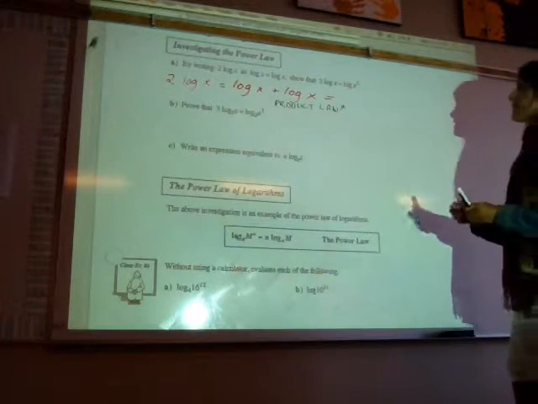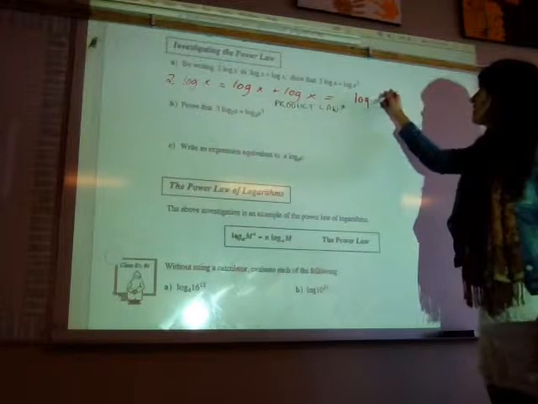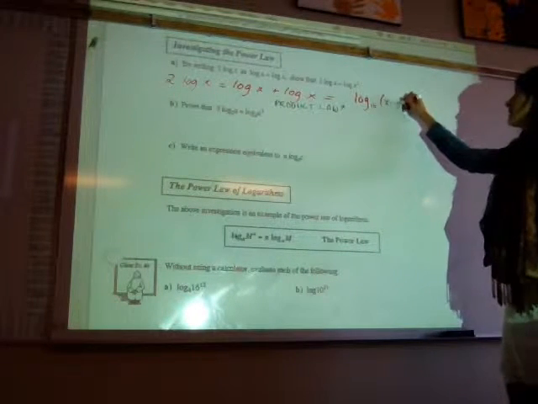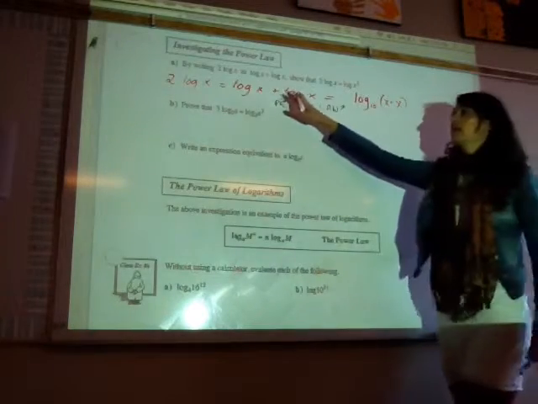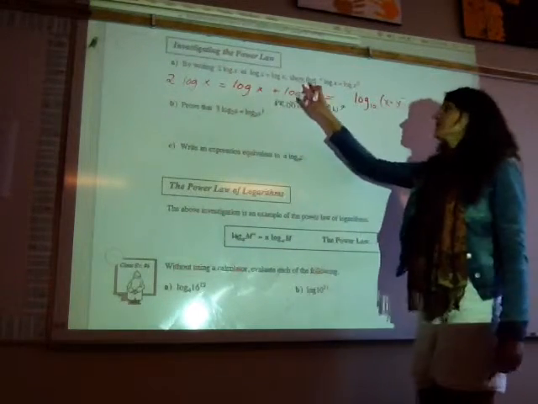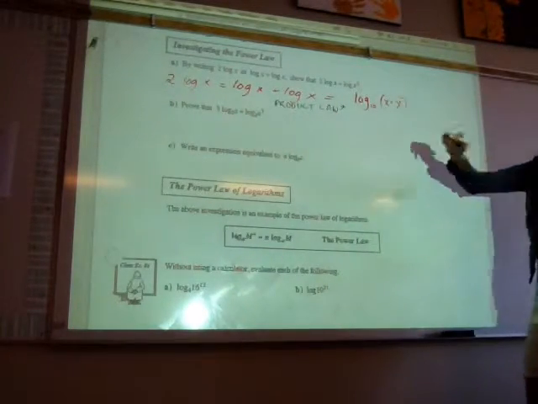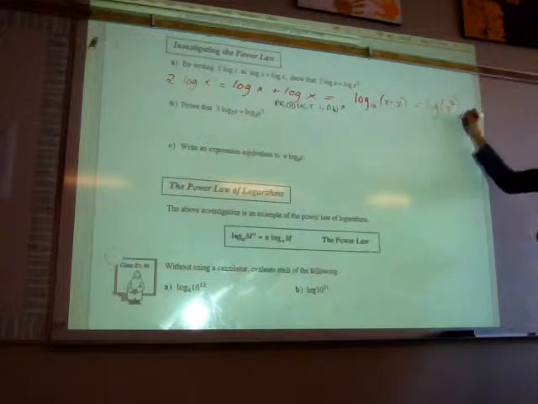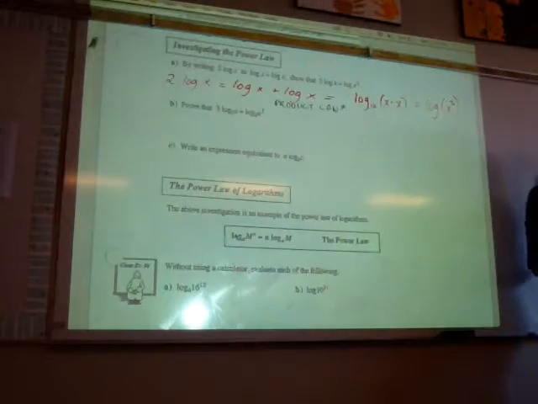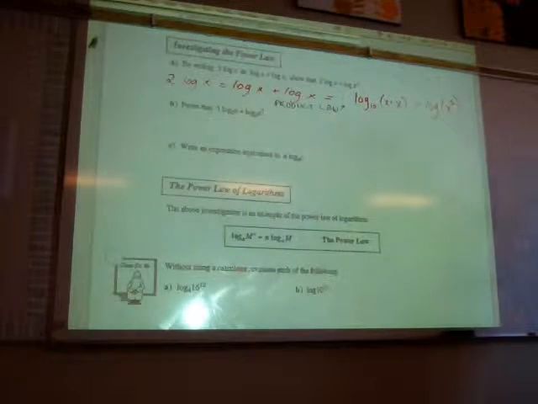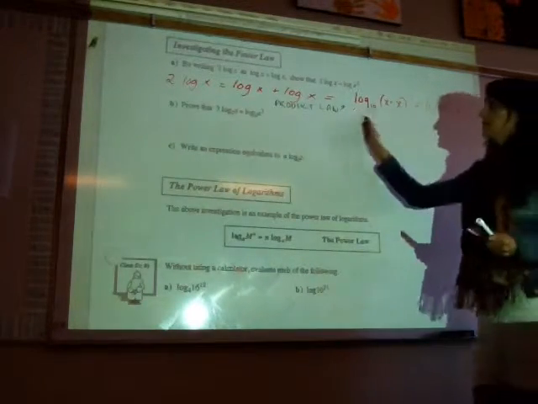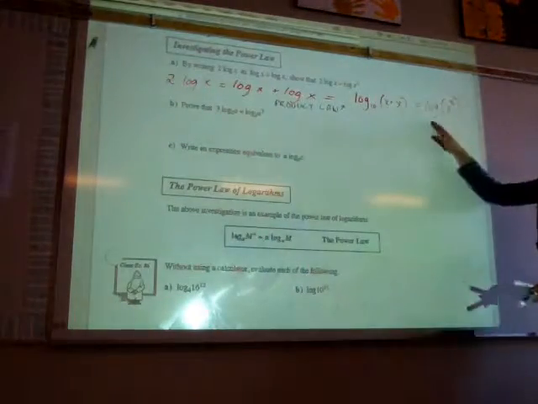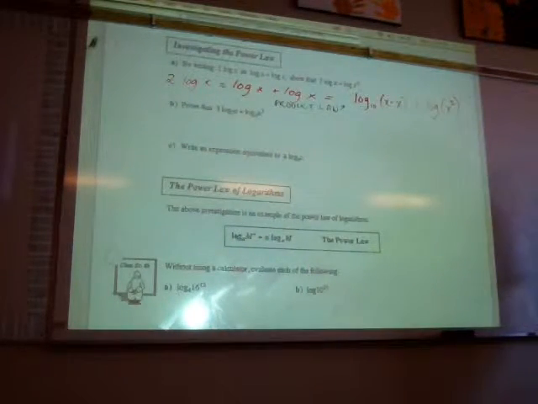And that's going to give us log base 10, you don't have to write it though, of x times x. You're multiplying the argument of the first logarithm times the argument of the second logarithm. From there we get log x squared. Again, you don't need to write the 10. Therefore, we have shown that 2 log x is equal to log x squared.